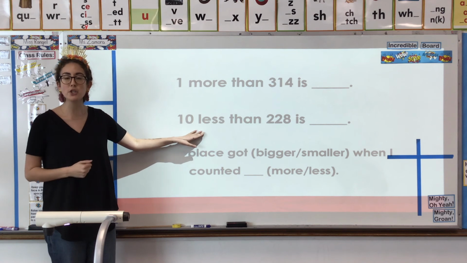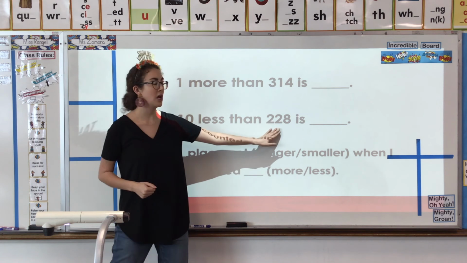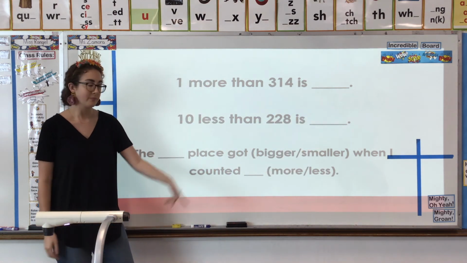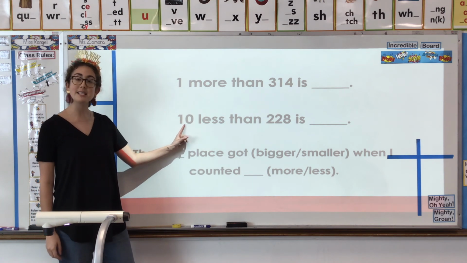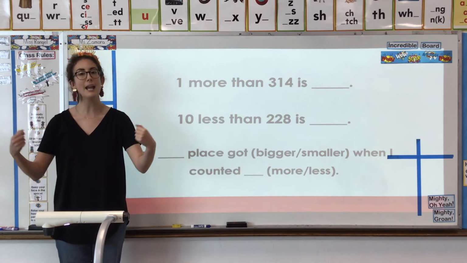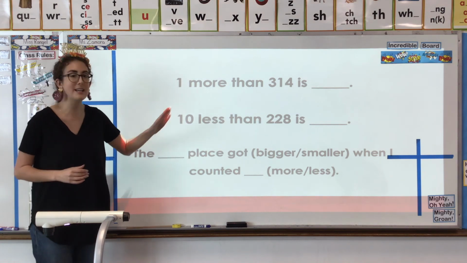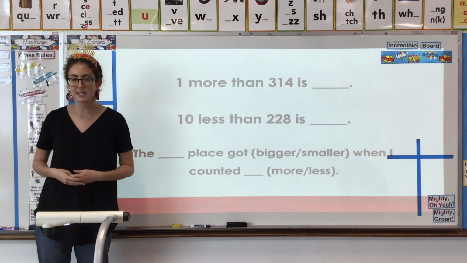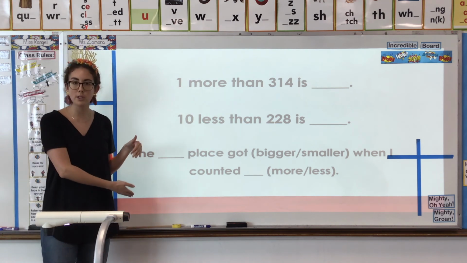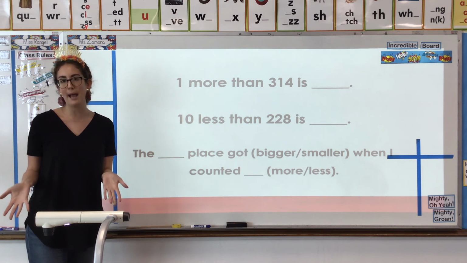Second, I want you to show me on your place value chart 10 less than 228 is blank. So this time, you're changing the tens place by less than. You're counting down and making a smaller value. So your job is to complete these two sentences showing me your awesome work on a place value chart. This sentence frame down below is to help you explain what you're doing and talk about your math knowledge.